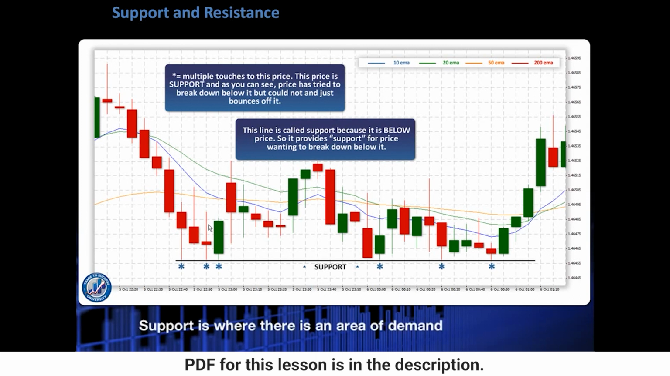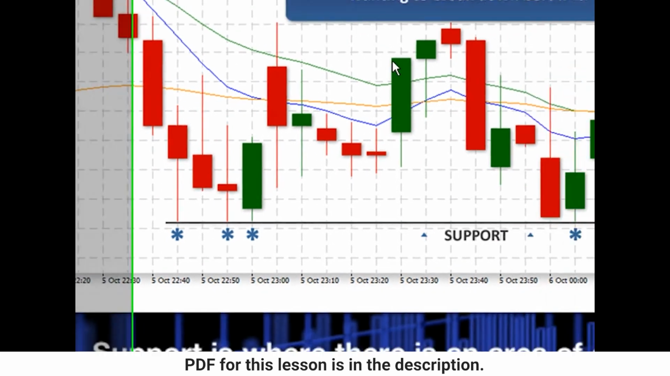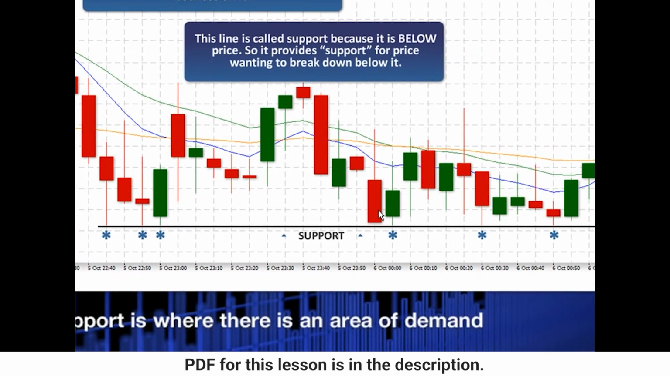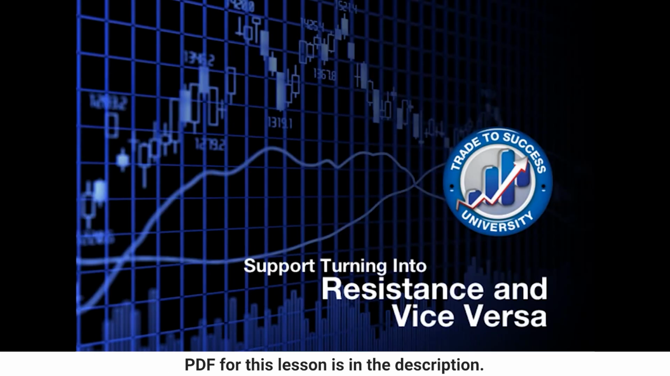Why demand? Because when price approaches that support line, there is more demand there than there is supply. And that's why price bounces back up. Same thing when it comes back down here. It sucks up the demand in that support area, and price bounces back up. Same thing on each touch. Therefore, support is where there is an area of demand.